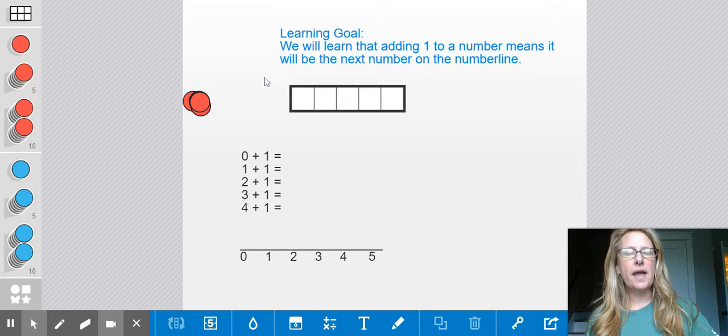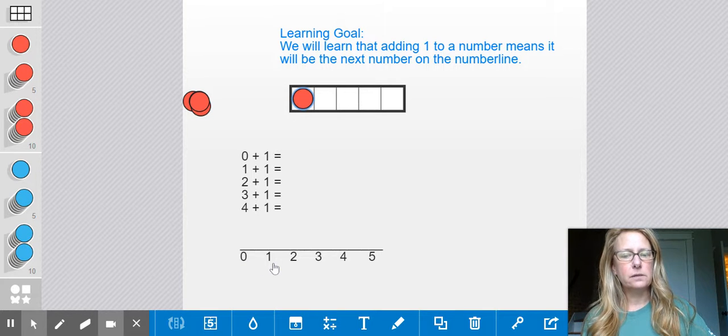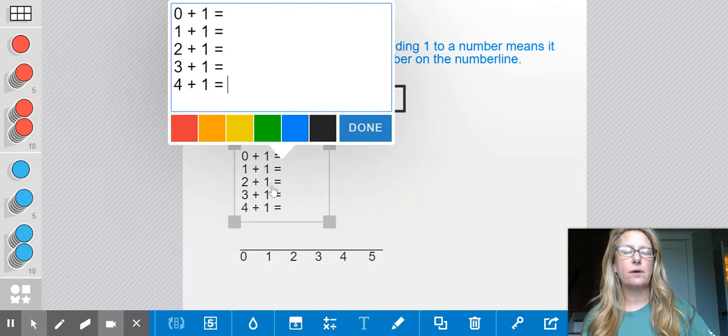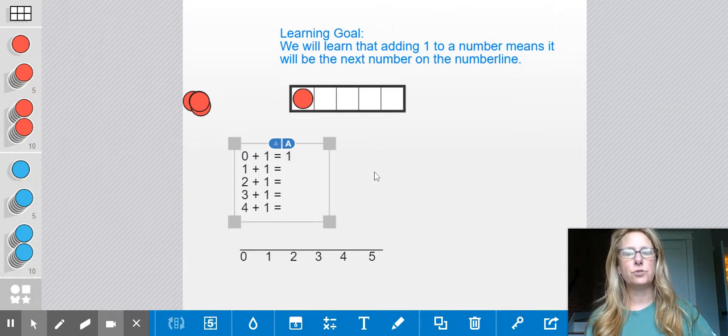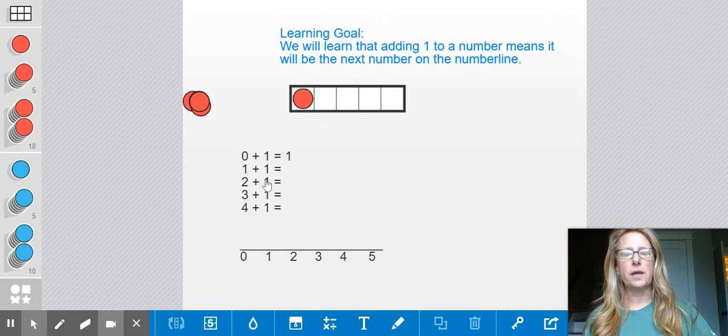This means I have 0 counters. When I add 1 counter, how many do I have altogether? Looking at my number line, the number after 0 is 1. And yes, I have 1 counter. So 0 plus 1 equals 1. 1 total counter. Let's keep working.